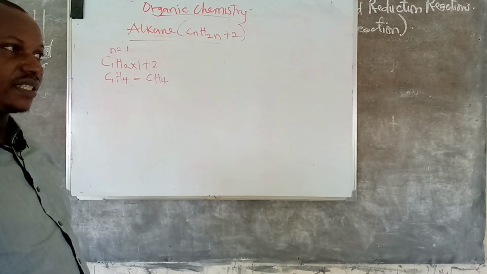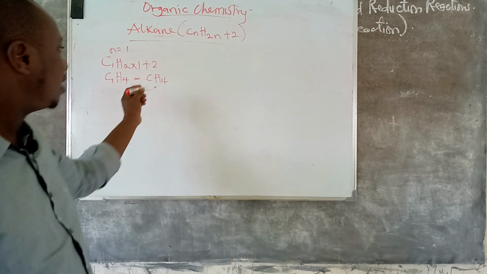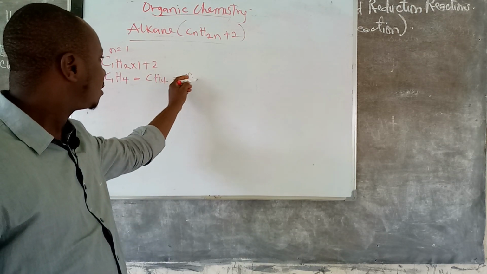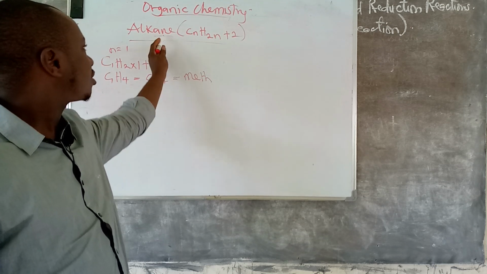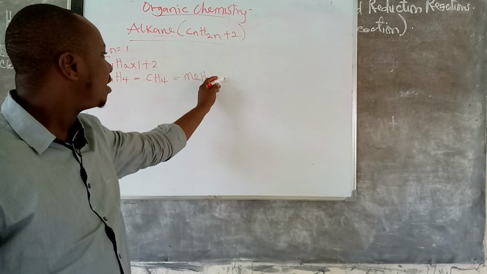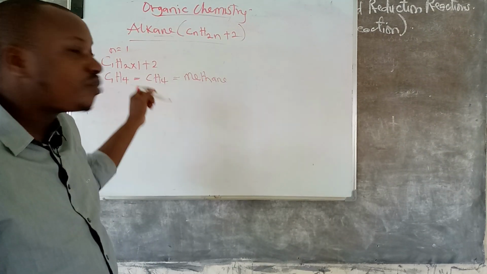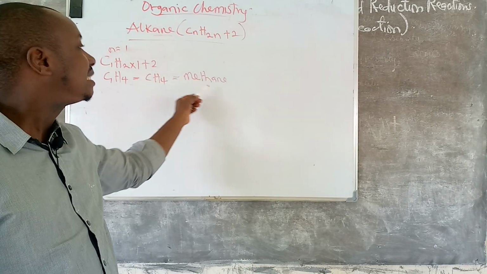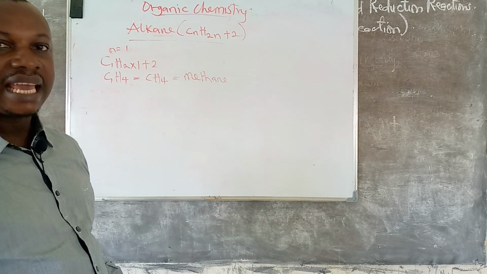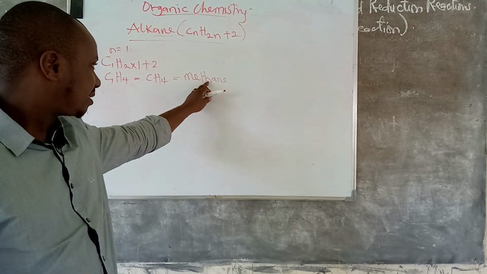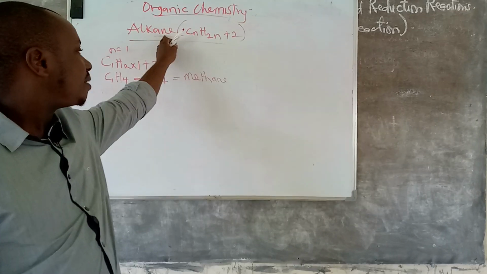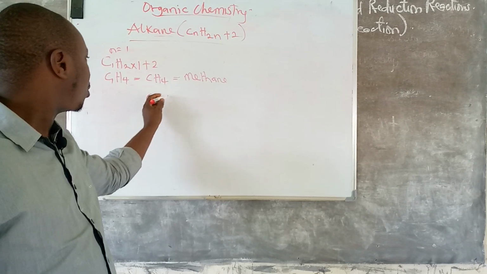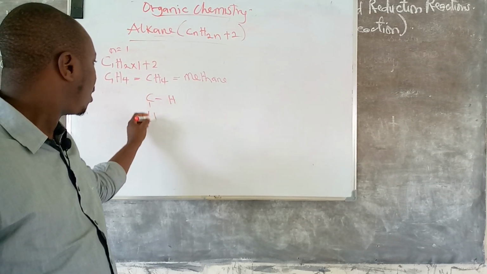Remember our preface, anytime we have one C, the name is what? Meth-. And what is the suffix of the parent? "ane". So the first member of alkane is called methane. Just don't forget the prefix. The carbon is 1, you have meth-, and if you take the suffix of the parent, ane, that is methane. And the structure is simply 1 carbon and 4 hydrogen.